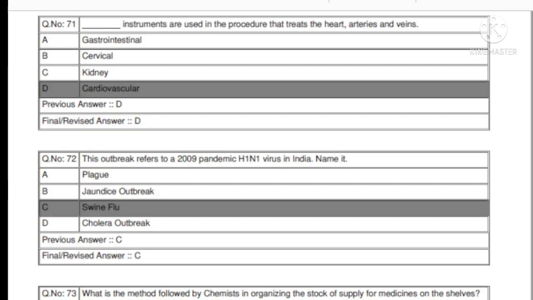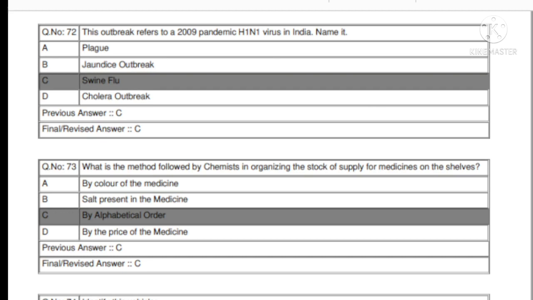Question number 71. Dash instruments are used in the procedure that treats the heart, arteries and veins. Gastrointestinal, cervical, kidney, cardiovascular. So cardiovascular instruments are used in the procedure that treats the heart, arteries and veins. If you only remember the part of the syllabus which is given in the surgical trays, you will be able to crack these questions very easily.